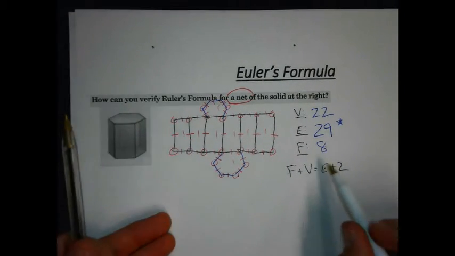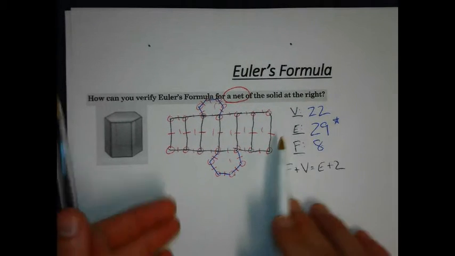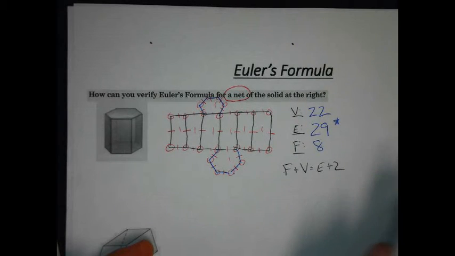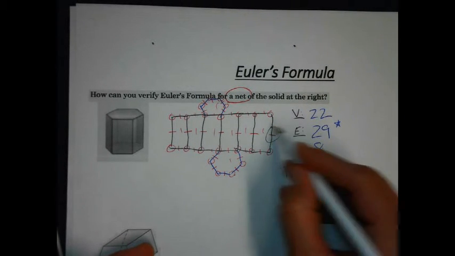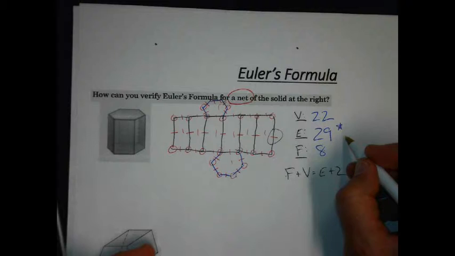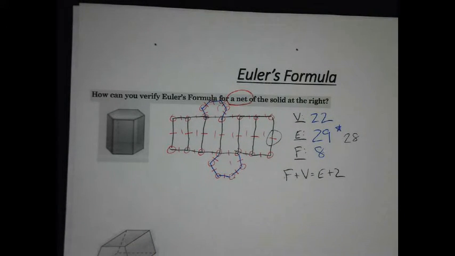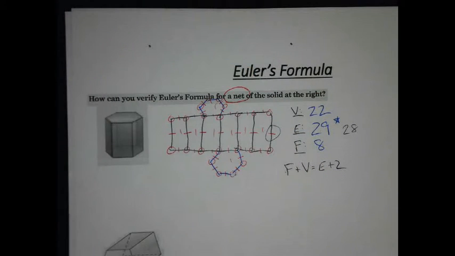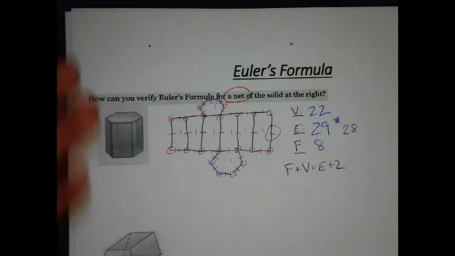But Euler's formula would still work because even if we just consider the edges, right? Let's ignore the fact that we had overlapping vertices. What if we double count that one edge? We're actually at 28 edges, right? Now Euler's formula works. 22 and 8, 28 and 2. It's the same number. It's going to be 30 no matter what.